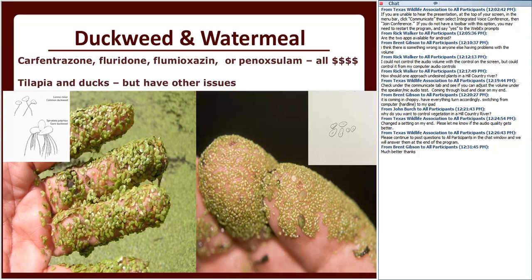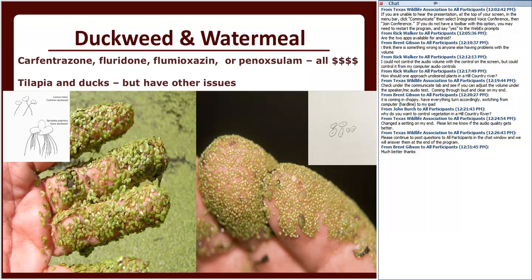And so what we typically do to manage these species is we need to use long-acting systemic herbicides. These are ones that stay present in the water for long periods. These include carfentrazone, fluridone, or penoxsulam. All three of those are extremely expensive.